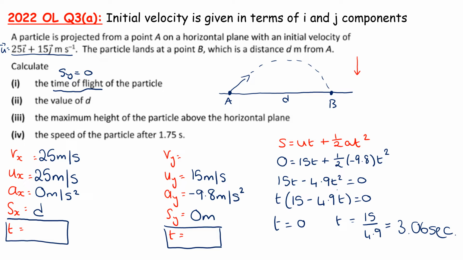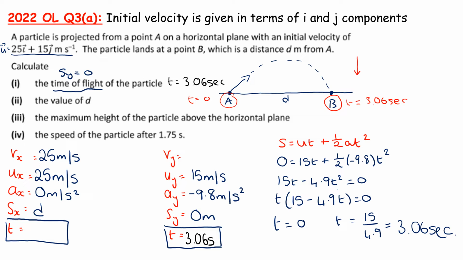The 0 is telling us the time it has not displaced horizontally, which also gives us the time it's at A, so that's t equals 0. But the time at B, which is the one we actually care about, is t equals 3.06 seconds. So let's fill that in: 3.06 seconds, and that's our answer for part 1.